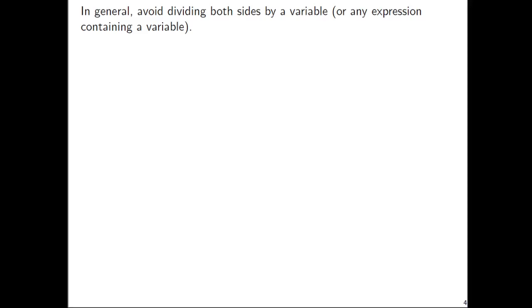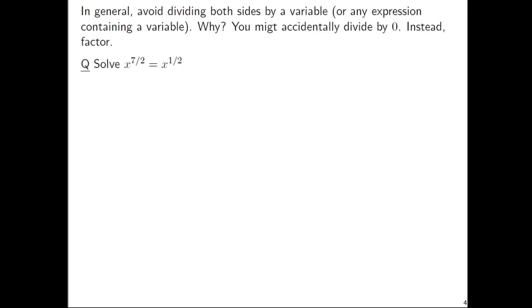Like last time, in general you want to avoid dividing both sides by a variable or even any expression that contains a variable. Why? You might accidentally divide by 0 if you do this, and you might not even notice. So instead, factor. Let's look at solving the equation x to the 7 halves equals x to the 1 half power. Instead of dividing by x to the 1 half on both sides, we'll subtract x to the 1 half on both sides so that you have a 0 on one side.